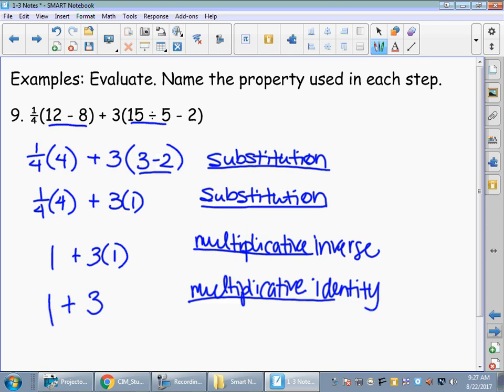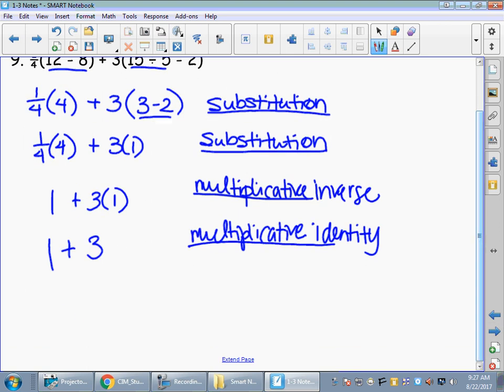And then my last step of this whole problem is adding 1 and 3. I get 4, and that was just good old-fashioned substitution. I know there's a 1 in that problem, but it really didn't have anything to do with identities or inverses. We won't do a ton of these, but it's good to break it down. It's good to justify your answers and understand because it gets you ready for when we have to do that later on.